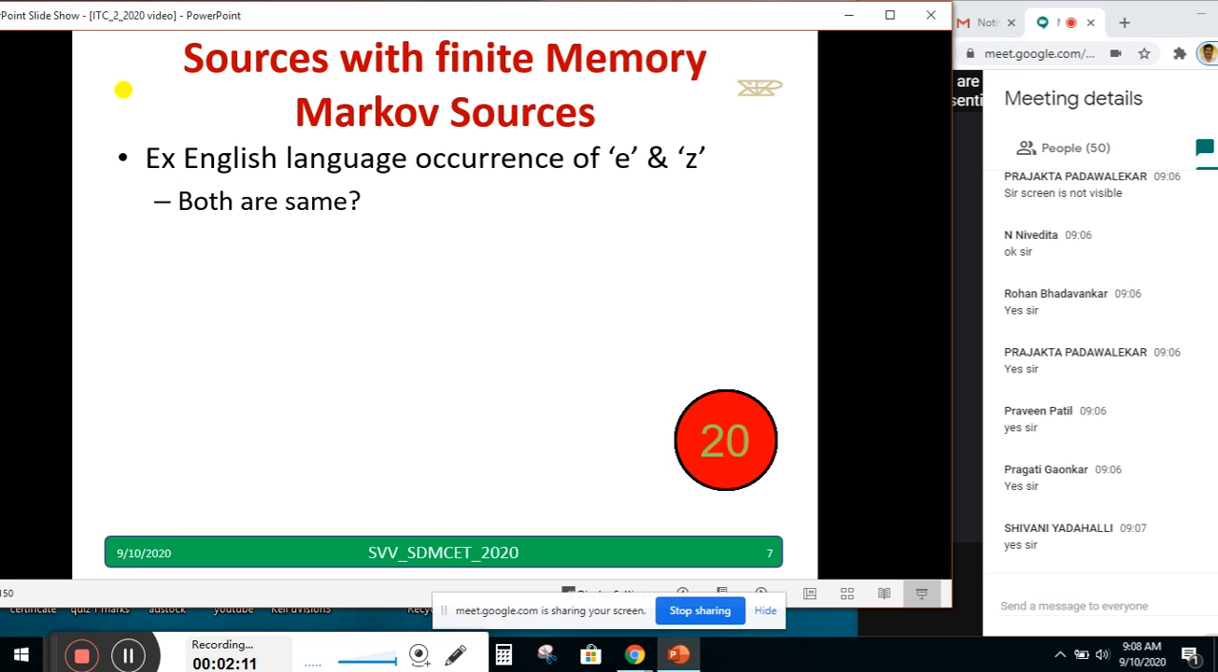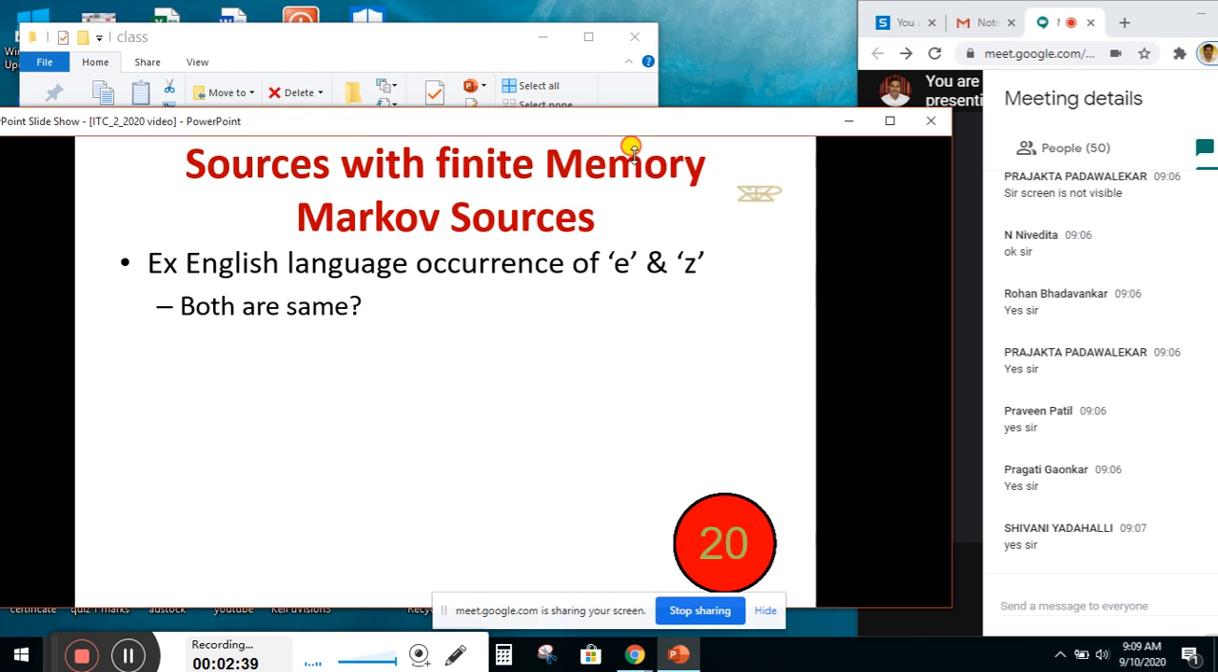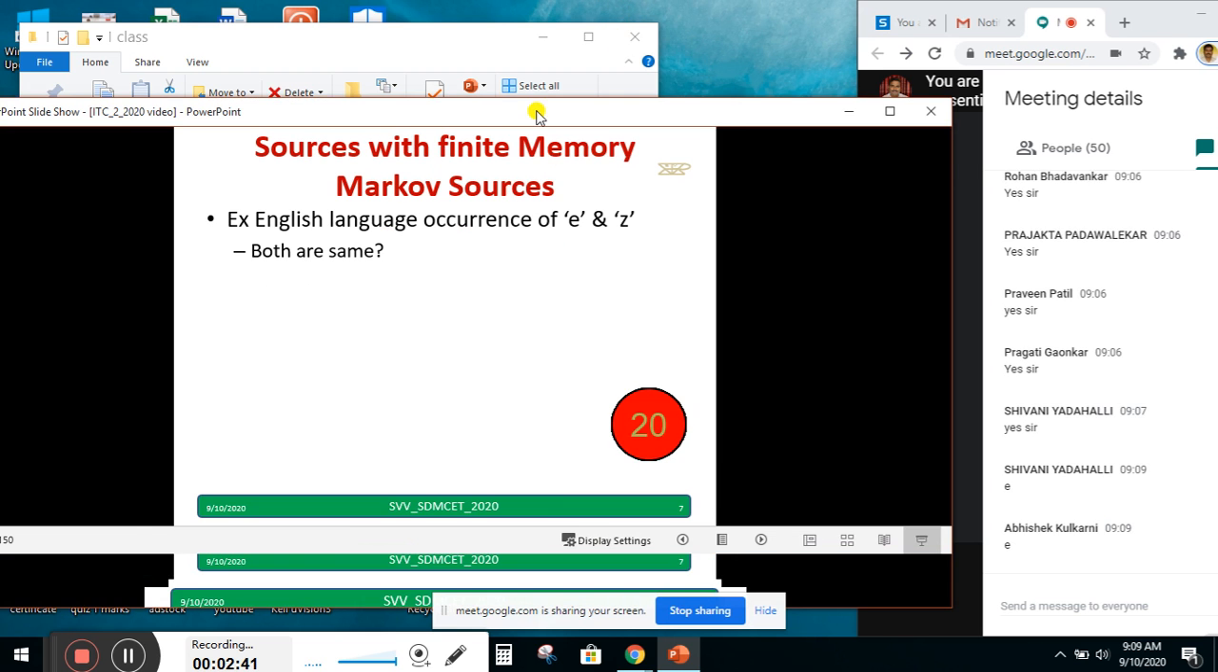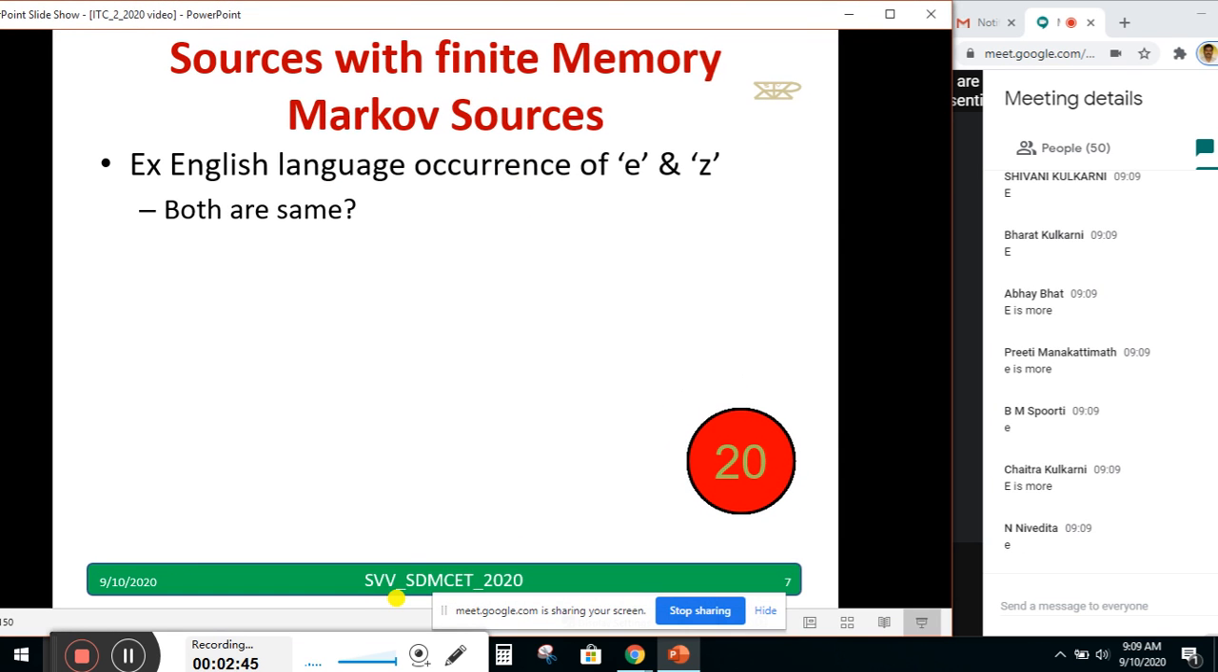Some examples we'll see. In the English language, all of you know the occurrence of E and Z. Take one page of any notes from any textbook, count the number of E in that page, and count the number of Z. Whether E will be more, or Z will be more, or both will be the same, count. Can you type the answer in the chat box? Whether E is more, whether Z is more, or both are the same? Definitely, every student is typing the same answer. E is more. Definitely Z will be very, very less.